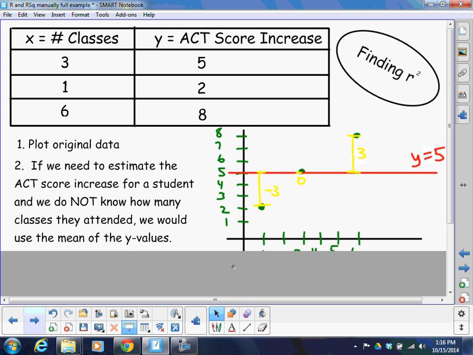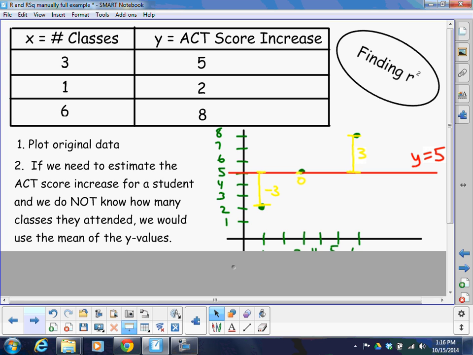And I have no clue what the linear regression equation is, or I don't even know how many classes they took. I would just go by the values I have and find that their average is 5. The average of those 3 Y values. So I plotted that there. Y equals 5, you see the red line there.